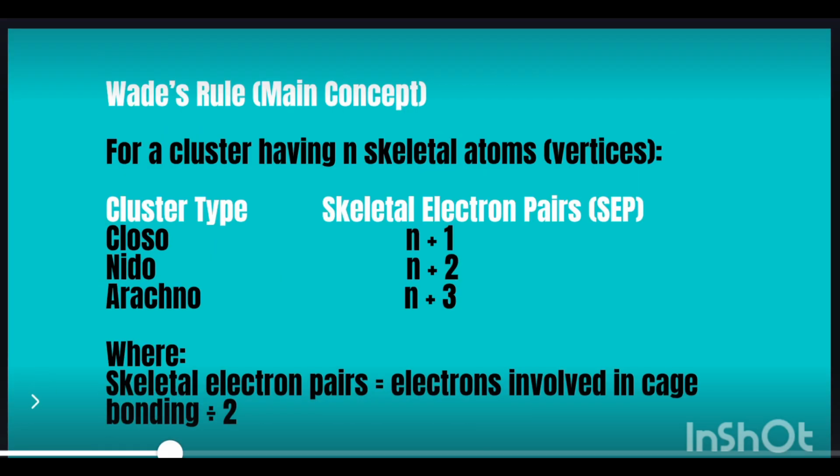Now we'll see the main concept of Wade's rule. For a cluster having n skeletal atoms, we'll see the cluster type and skeletal electron pairs. Closo requires n plus 1 skeletal electron pairs, Nido requires n plus 2 skeletal electron pairs, and Arachno requires n plus 3 electron pairs. So now let's understand what this means. Here skeletal electron pairs is equal to electrons involved in cage bonding divided by 2. This table is very important. If you know this table you can solve these examples very easily.